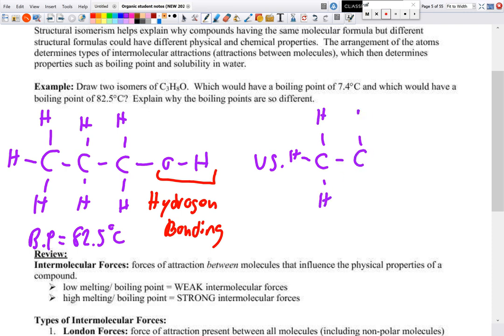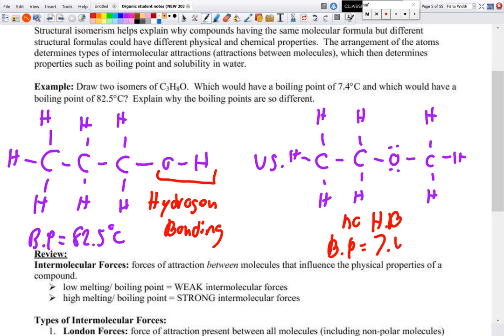Whereas the other one, if we manage to draw it without any hydrogen bonding, which we can do by sticking the oxygen in the middle, we'll notice no hydrogen bonding, but it does have a dipole-dipole force. I'm just going to short hydrogen bonding HB, so boiling point is equal to 7.4 degrees Celsius. All right, so that's also why isomers are very important, and how we draw them matters a lot. With our hydrocarbons, where they're just hydrogen and carbon, it doesn't really matter that much. But when we start getting into bigger molecules and introducing oxygen, you do have to be careful about how you draw them, all right?